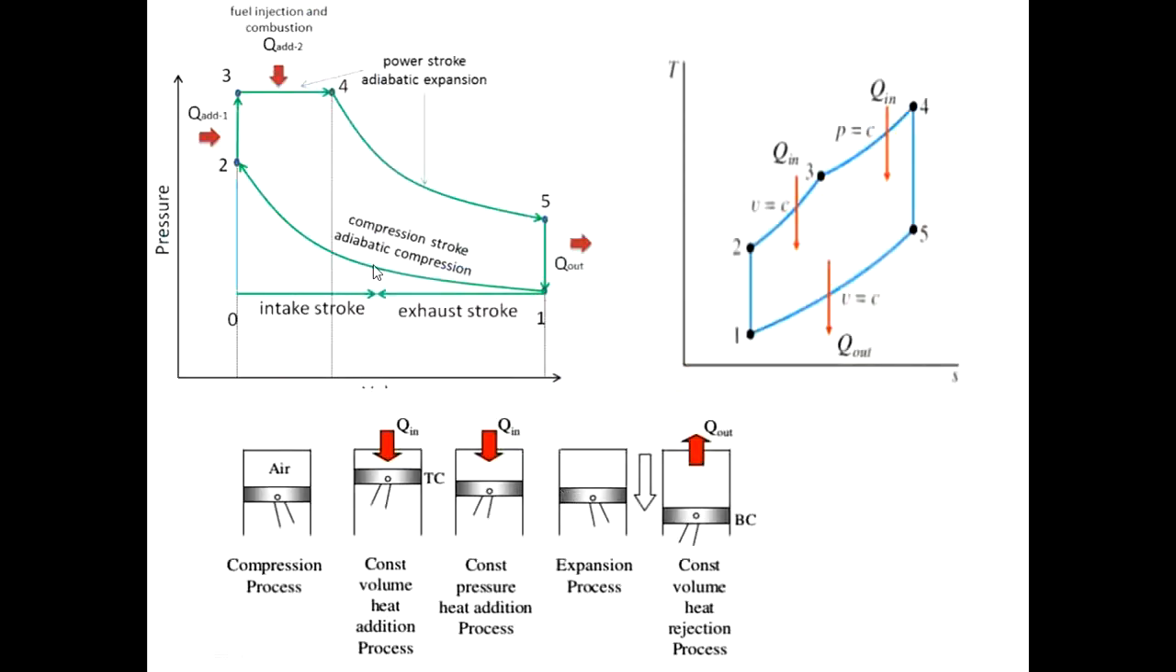Now, note the PV diagram of the engine. This is the PV diagram. 1 to 2 is adiabatic compression. 2 to 3 is a constant volume heat addition process. 3 to 4 is a constant pressure heat addition process. That's why it is called the dual combustion cycle: combustion takes place in two processes. 4 to 5 is constant entropy adiabatic expansion, the power stroke. 5 to 1 is a constant volume heat rejection process.